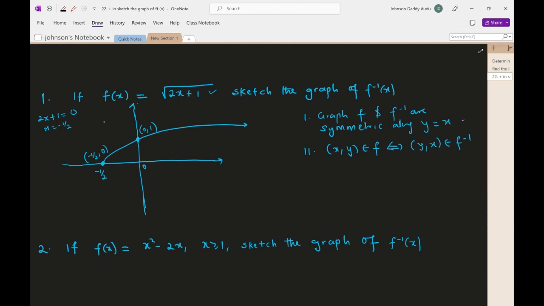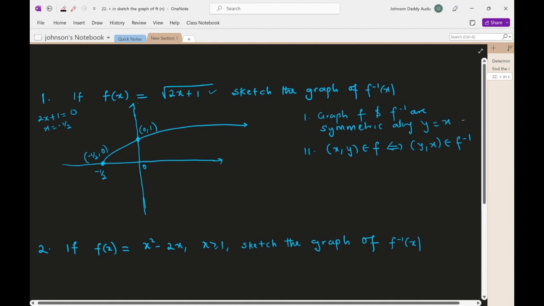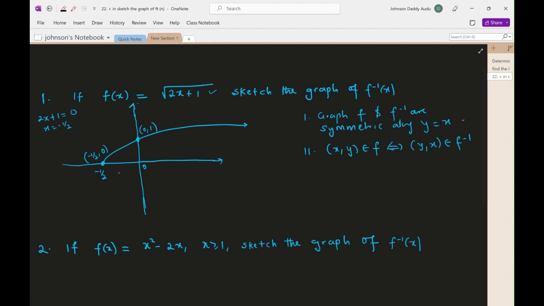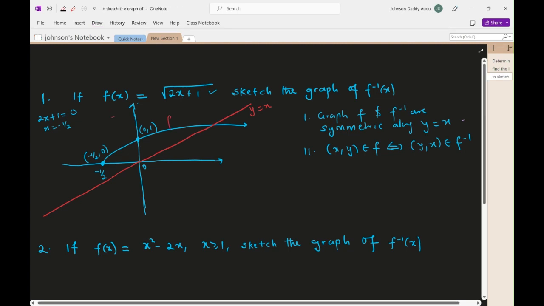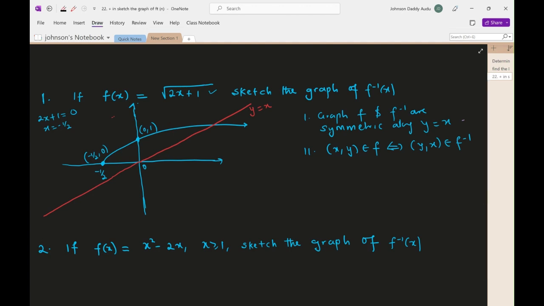So now let's get the line y equals to x. The line y equals to x is just a straight line that passes through the origin. So this is our line y equals to x. And this is the original function, which is f.